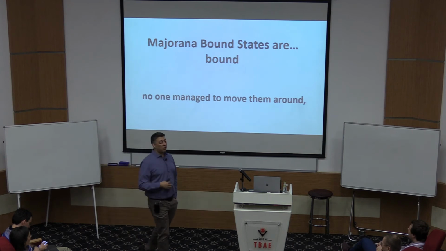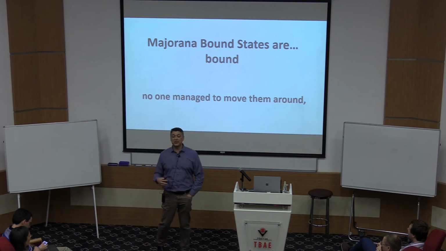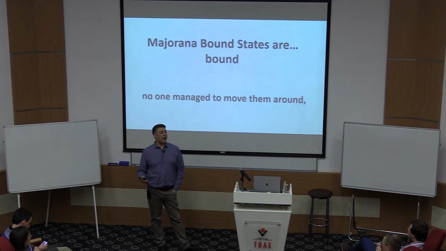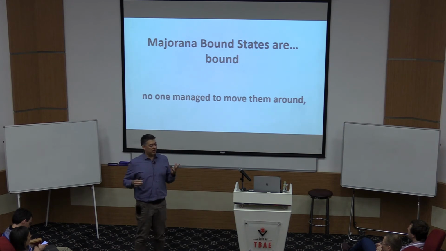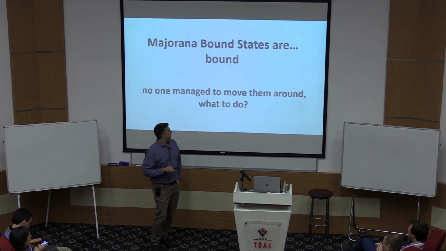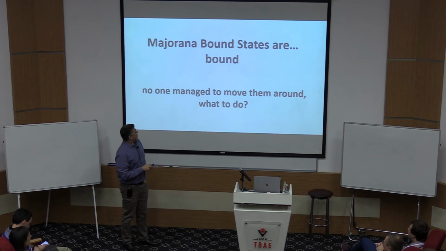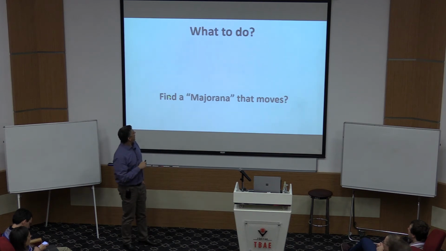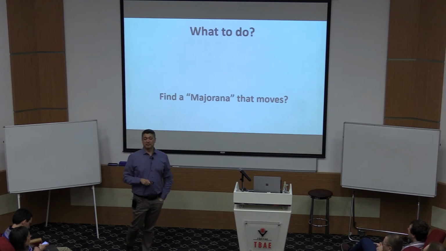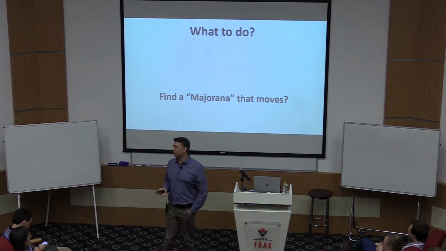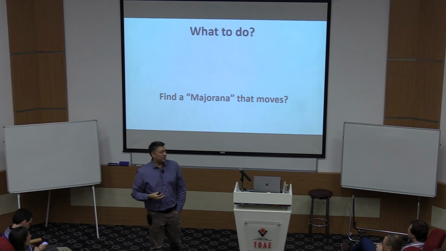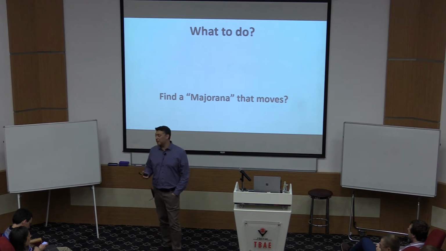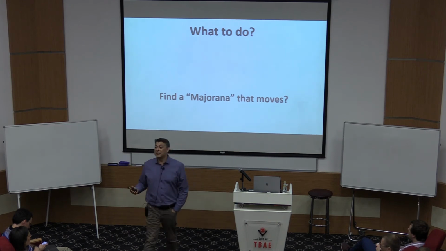And all the proposals about moving them around are actually not about really moving them around, but doing some equivalent stuff that looks as if they moved, by controlling the interactions and all sorts of other things. So now, if you cannot do that, can we just find a Majorana that moves? So far we only had bound states, they're stuck there. But if you have something that moves by nature, then maybe we would be able to do this braiding very simply.